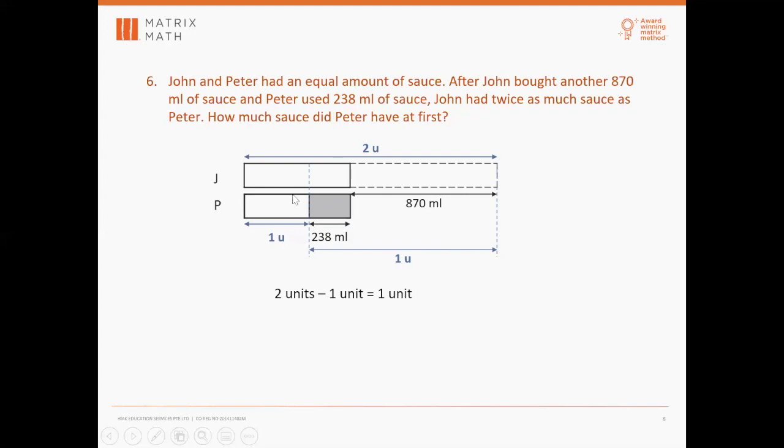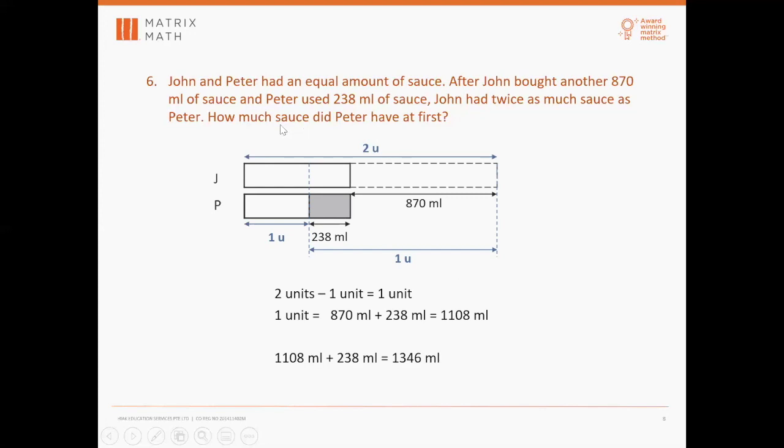So if you look at the numbers over here, 1 unit will actually be 870 plus 238, because this is the part where it's the difference in units and it's 1 unit. So you have to add these both numbers up. So 870 plus 238 will actually be 1108 ml.